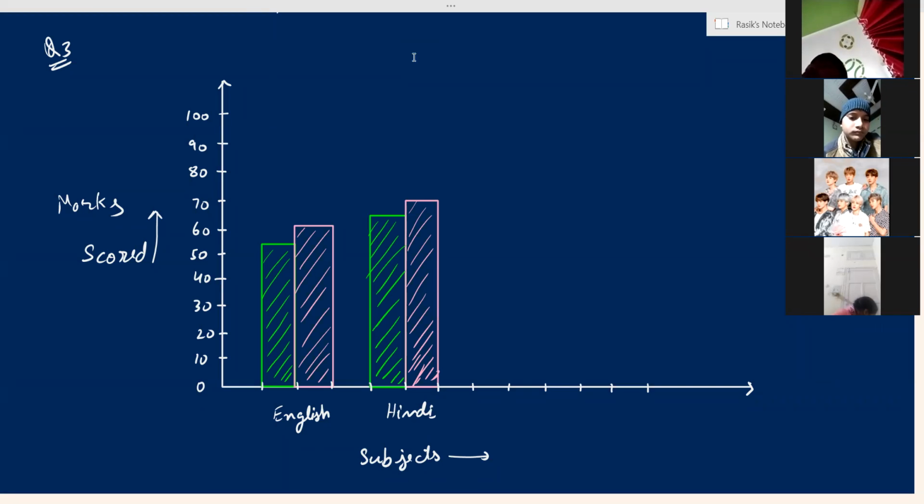No, beta, you have to make it in the same graph paper. Okay, sir.